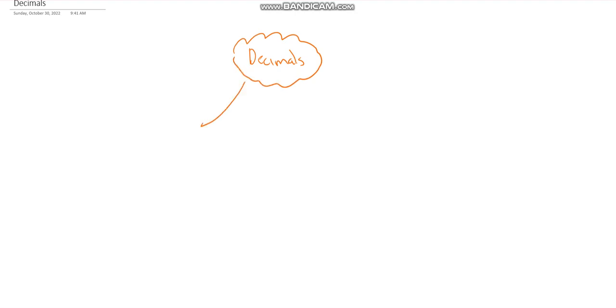Decimals, I always think, and what we see the most in real life would be with money. So I've got £4.32, and say I want to add £3.56. I'm terrible at straight lines. When we add and subtract decimals, it's the exact same as what we did before. We just have to make sure that the decimal point is in a straight line, and that's to maintain the place value of our digits.